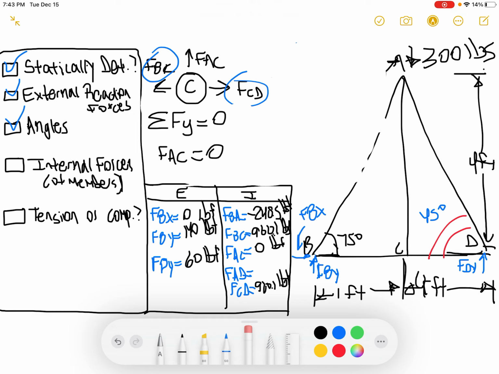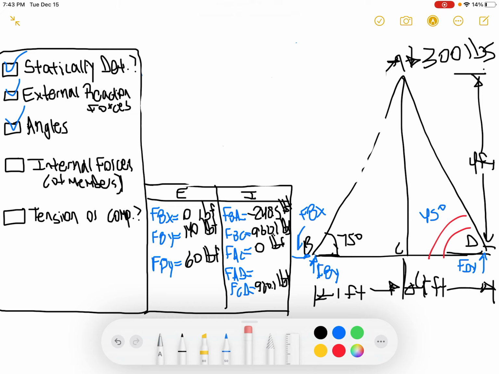We only have one more to find, FAD. That's the only one left, and then we're done with the internal forces. We now need to draw a free body diagram of joint D. Now, free body diagram is FBD. On some problems, that actually might be a force you have to find, so don't get confused with that. But that's not the case for this one. So for this, there are three forces: FDY from the roller, and then FCD and FAD.